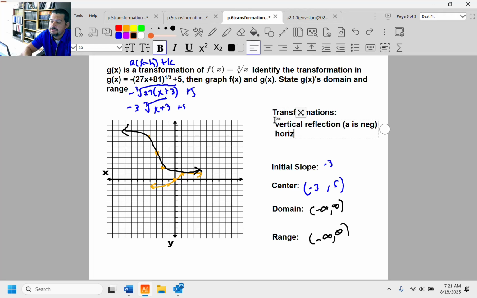We have a horizontal shift. We went left 3. We have a vertical shift. We went up 5, right? And the last thing we have is a vertical stretch. You know, that kid's slope was 3, ignoring the sign. Factor of 3.